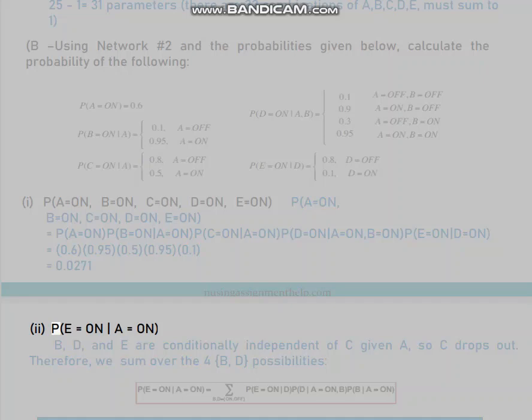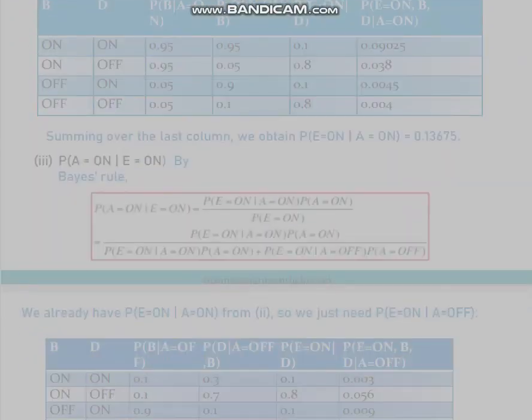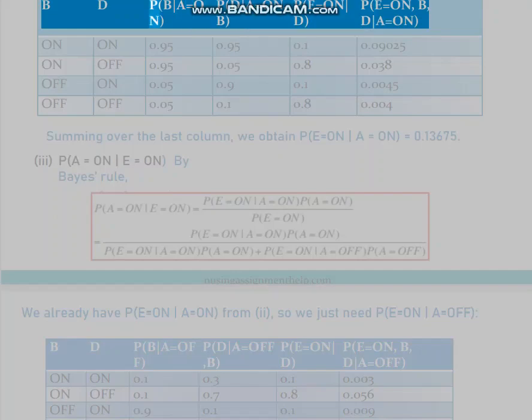2. P(E=ON|A=ON). B, D, and E are conditionally independent of C given A, so C drops out. Therefore, we sum over the 4 B, D possibilities: the sum over B, D of P(B|A=ON) P(D|A=ON, B) P(E=ON|D).